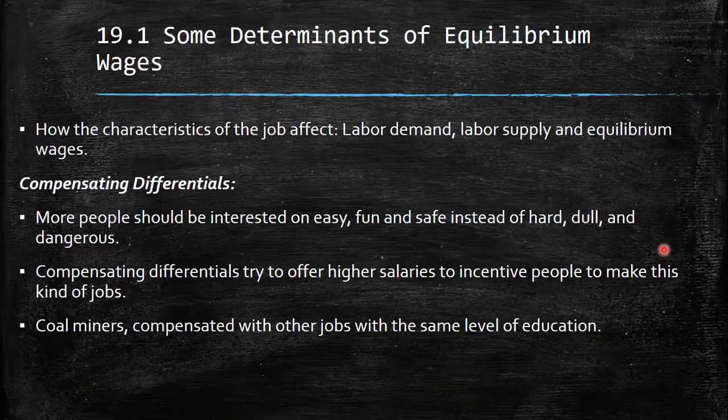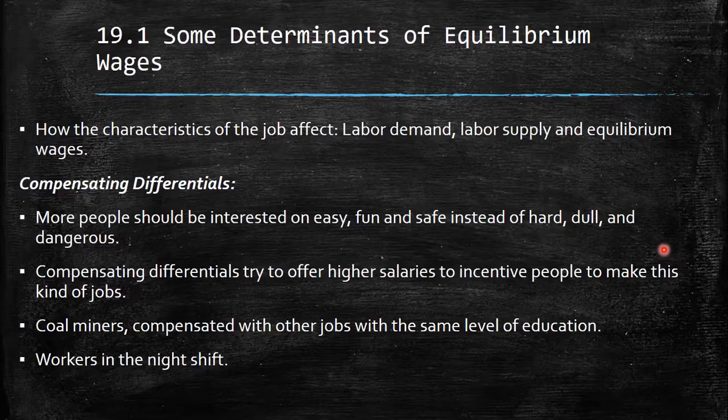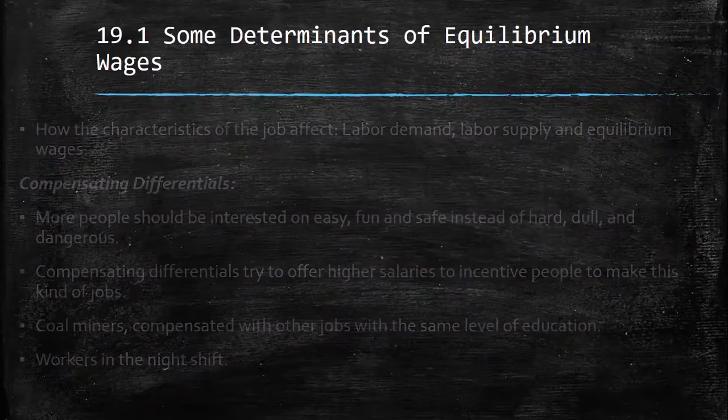Or the example could be coal miners. With the same level of education, they are compensated with more salary. Or workers in the night shift. Imagine a call center, for example. You need to work during the night, so you need to be compensated for this effort, and at the end of the day, you need to receive more. So this is the compensating differential.